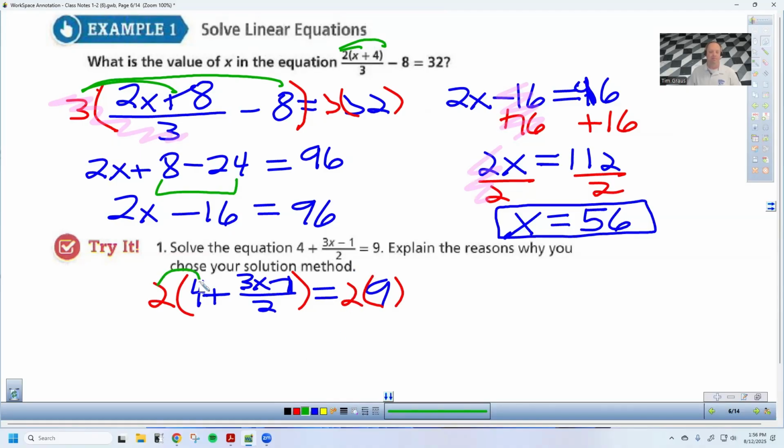As we distribute, 2 times 4, that's an easy one, 8. And 2 times this fraction, well, that's the reason I did this, so that the 2 can cancel out that denominator of 2. So I just wind up with plus 3x minus 1. Two times 9 is 18, and we're up to another box in the equation solving flowchart.